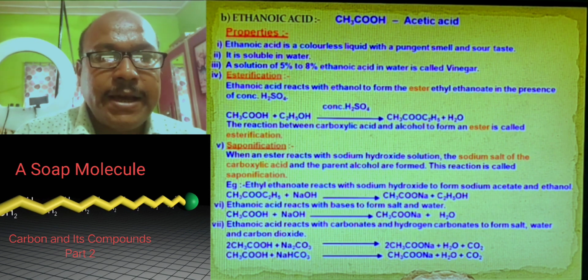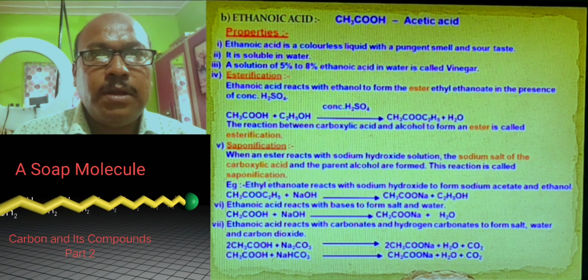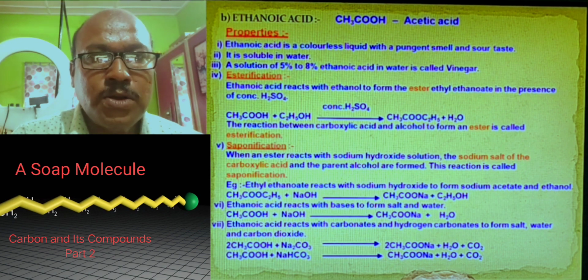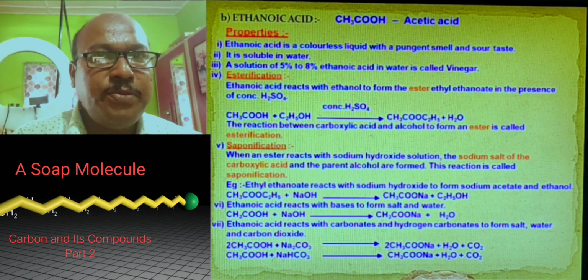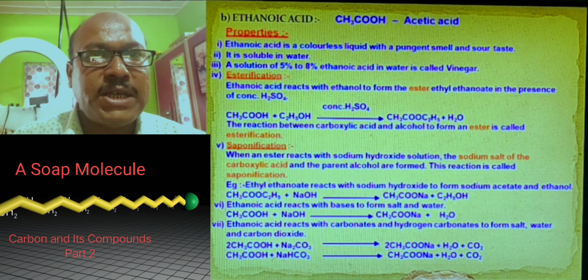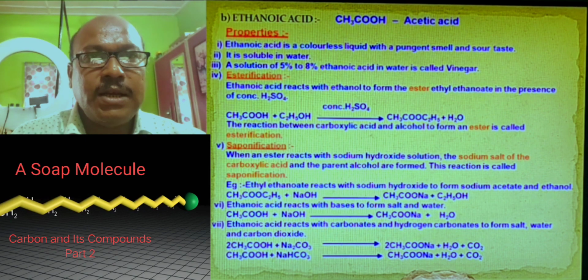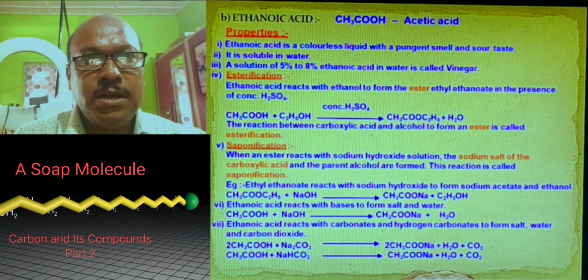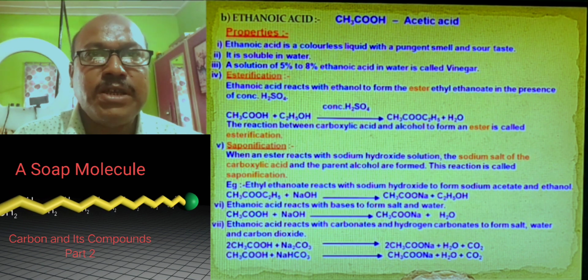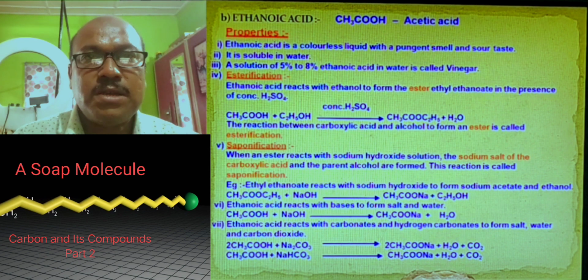Like ethanol, ethanoic acid is also water soluble. So we can definitely dissolve ethanoic acid or acetic acid in water. Now the third property, if we make a solution of 5% to 8% ethanoic acid in water, then this mixture is called vinegar. That is to say, you take, suppose, 95 parts water or 92 parts water, and then the remaining 5 parts or 8 parts acetic acid or ethanoic acid is mixed in that water, then the mixture formed is called vinegar.